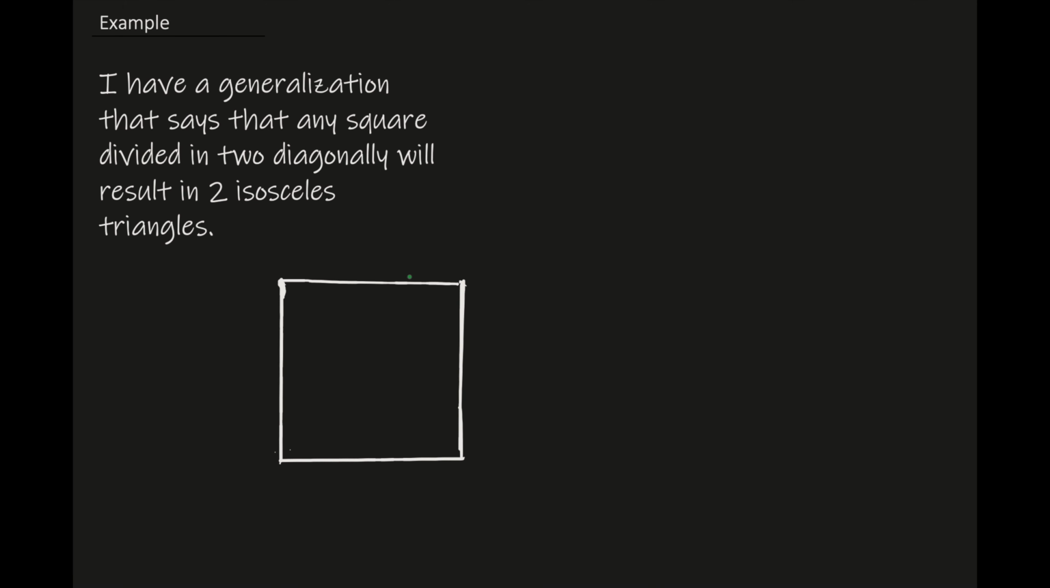Here we have an example. I spent hours trying to draw this square. You can see it's finally almost perfect, so that's okay. Now we're going to talk about how to solve it. I have a generalization that says any square divided in two diagonally will result in two isosceles triangles. An isosceles triangle is a triangle with two sides equal. So this is A, this is A, and this is B. Two sides are equal and this one is not. So my theory is that we'll get two isosceles triangles.